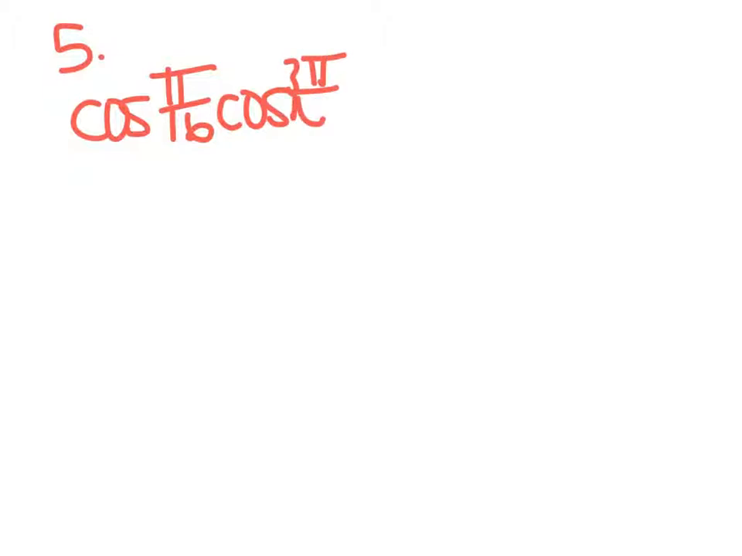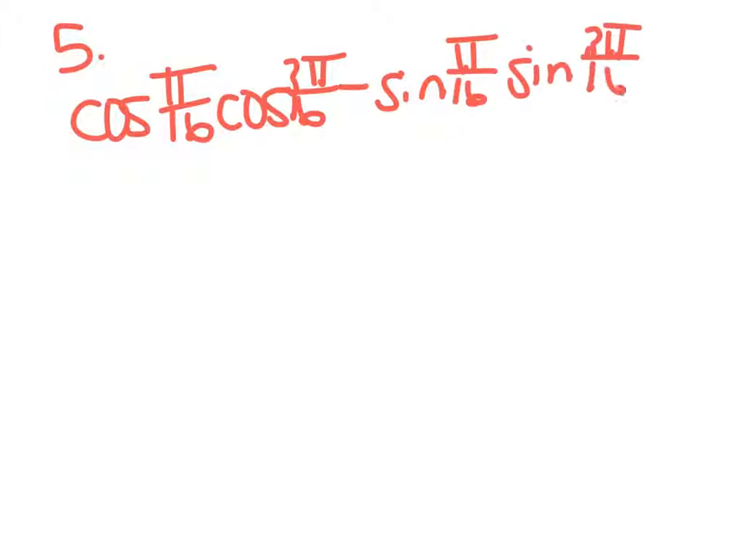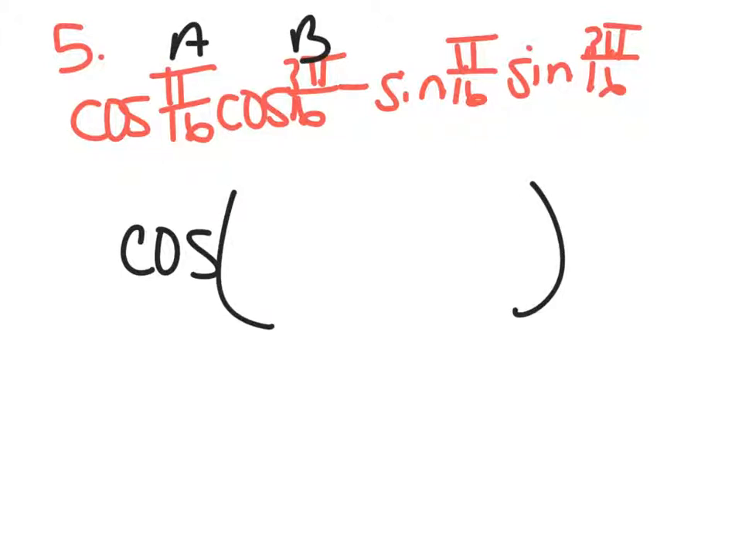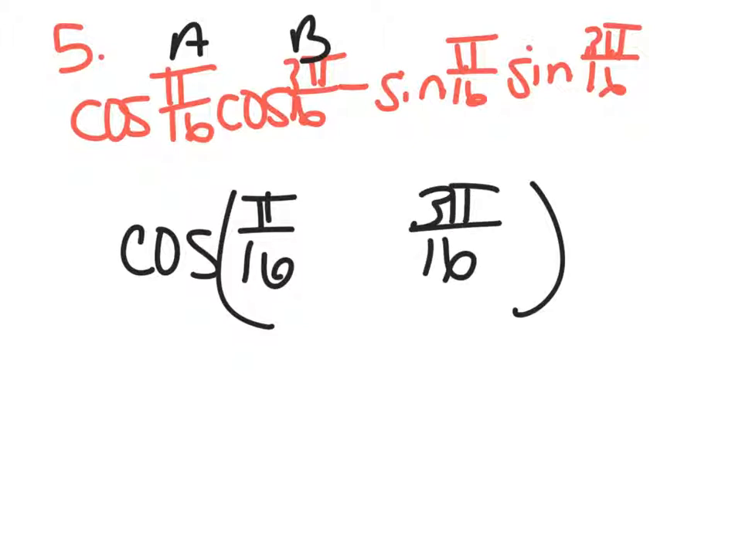Example 5, we're going to do the same thing we did on the last one. I have cosine pi over 16, cosine 3 pi over 16 minus sine of pi over 16, sine of 3 pi over 16. Again, we look and see this is cosine, cosine, sine, sine, which means it's cosine. This is my A, this is my B, pi over 16, 3 pi over 16. And on cosine, whatever sign this is, the one in here is opposite. So it's going to make this a plus instead of a minus.